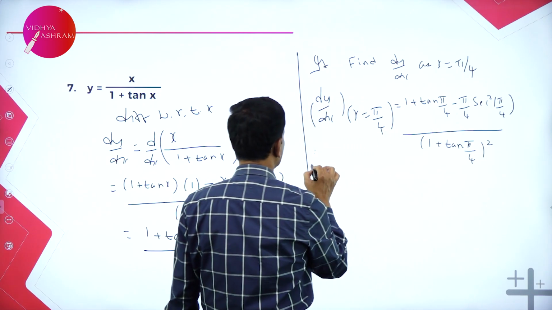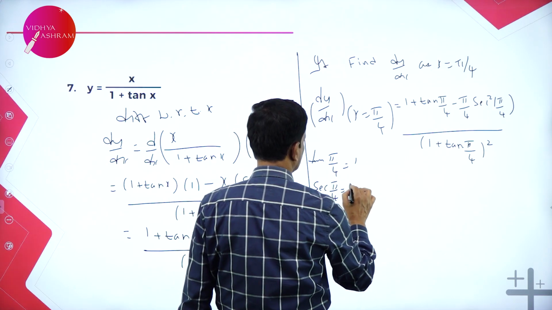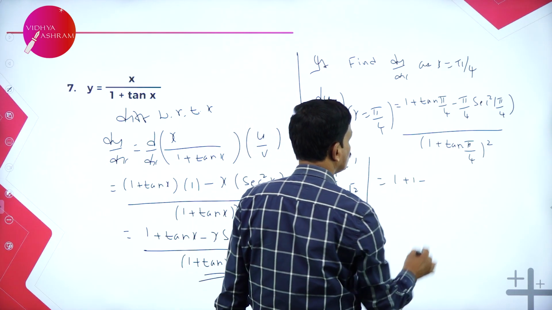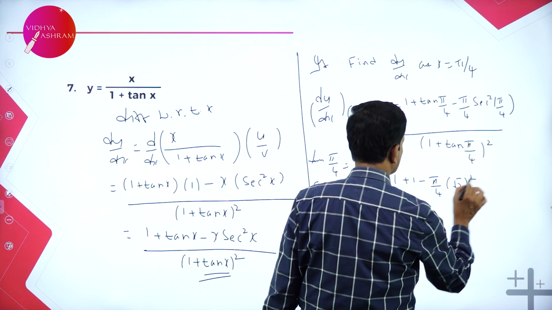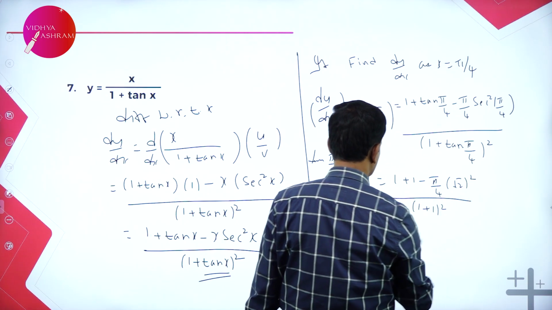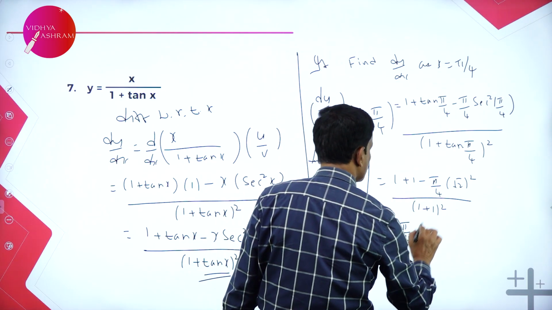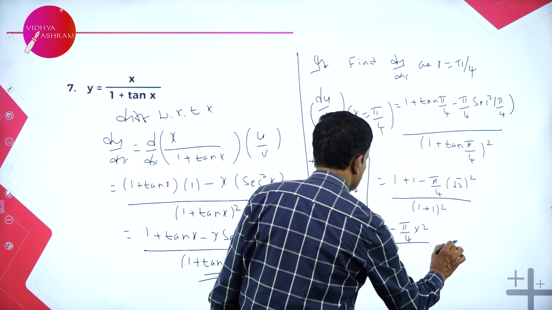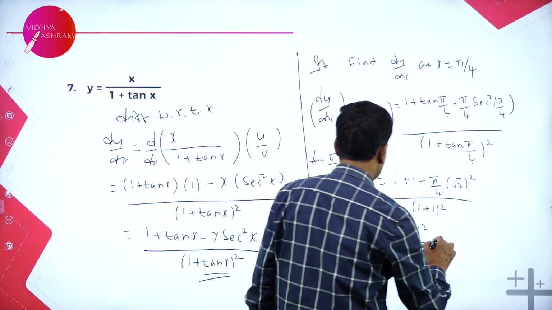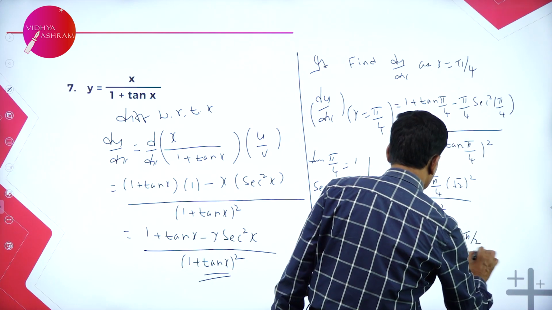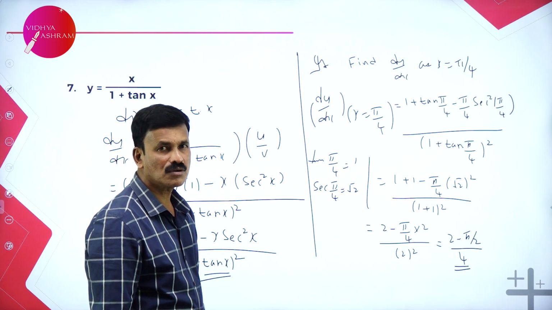Since you know tan 45, tan pi by 4 is 1 and secant pi by 4 is equal to root 2. Substitute here. 1 plus 1 minus pi by 4 as it is. Secant square 45 is root 2 whole square, divided by 1 plus 1 whole square. So, this can be written as 1 plus 1 is 2 minus pi by 4 into, square root gets cancelled, 2 divided by 2 square. So, you can multiply pi by 4 into 2, that is pi by 2. So, 2 minus pi by 2 divided by 4 is the simplified answer. This is how we are going to find dy by dx at x is equal to pi by 4.